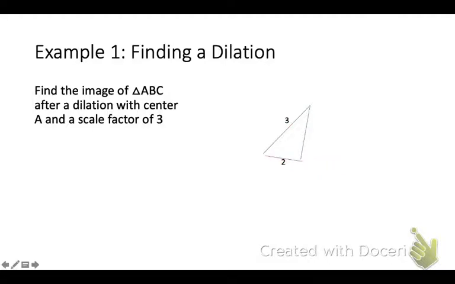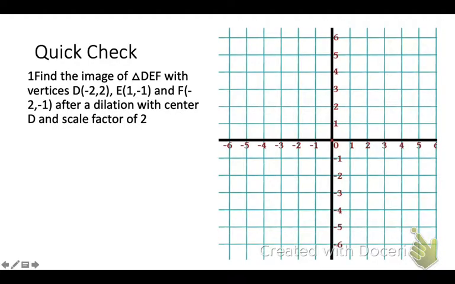So find the image of ABC after a dilation with center A and a scale factor of 3. So if I have this triangle, go ahead and copy this into your notes. Copy down my picture. If I have this triangle with a side of 3 and a side of 2, now I want to increase it by a scale factor of 3. So I'm just going to multiply each side times 3. So 2 times 3 would give me 6. 3 times 3 would give me 9. And then I just connect the last side. So there's my scale factor and my dilation that I've increased it 3 times.